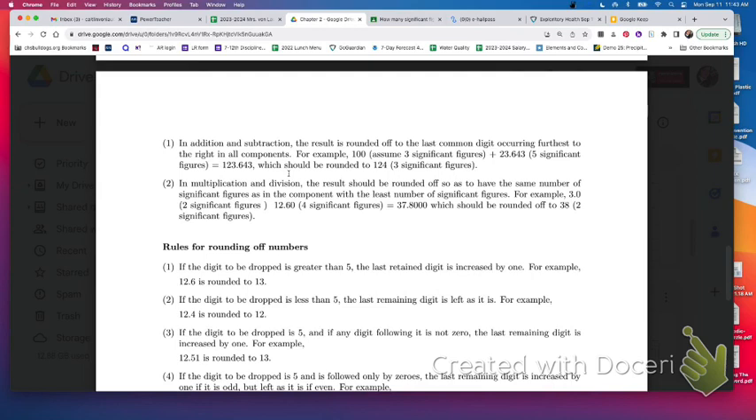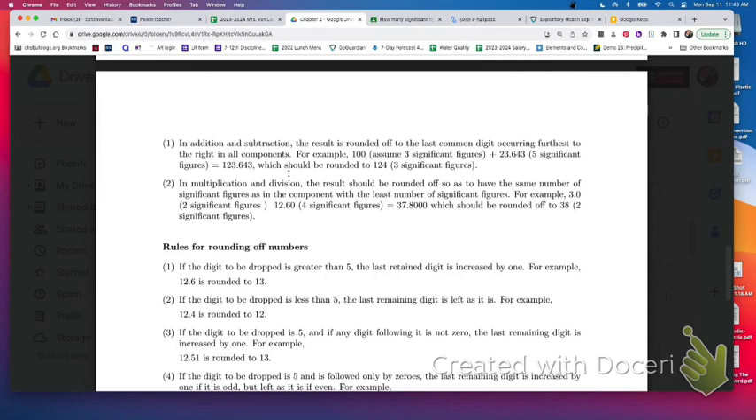Right? So it's important to keep straight that the rules for rounding for multiplication and division and then for addition and subtraction are slightly different from each other. If you're adding and subtracting, look at the last common place. If you're multiplying and dividing, round to the least number of significant figures. And remember, we're just doing this so that we are not reporting any information that we don't actually have.